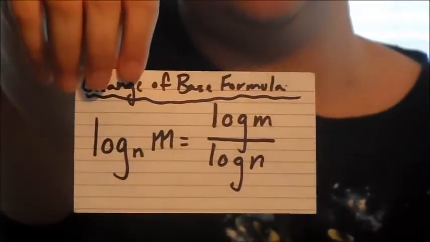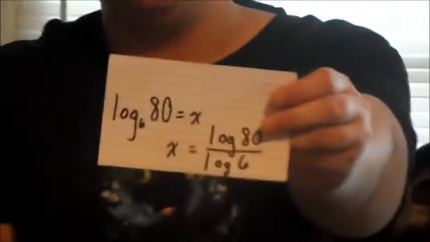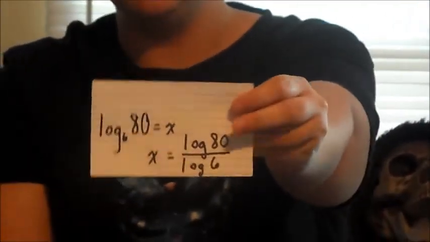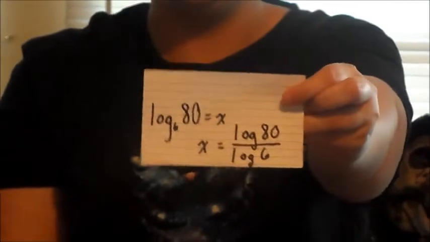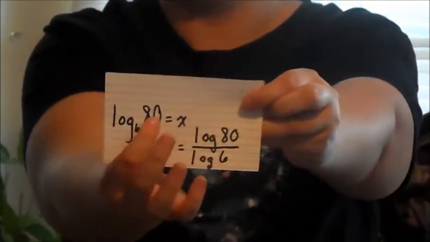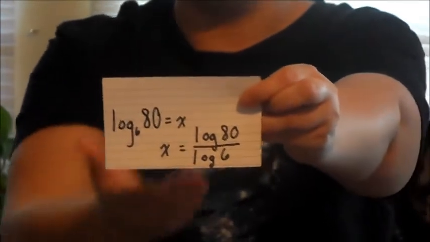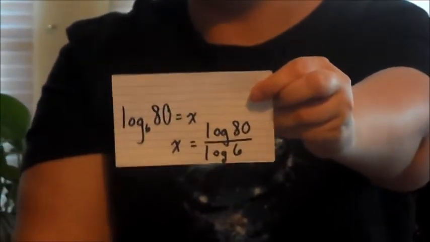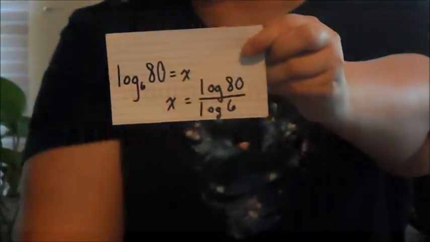Knowing this will also help you in more advanced logarithmic mathematics. The change of base formula basically states that log base n of m is equal to log m over log n. To put this into perspective, if you had log base 6 of 80 is equal to x, and you didn't know how to get to the function that lets you put log base whatever of whatever is equal to your answer, you could get the log of 80 and divide it by the log of 6, and you would get x.